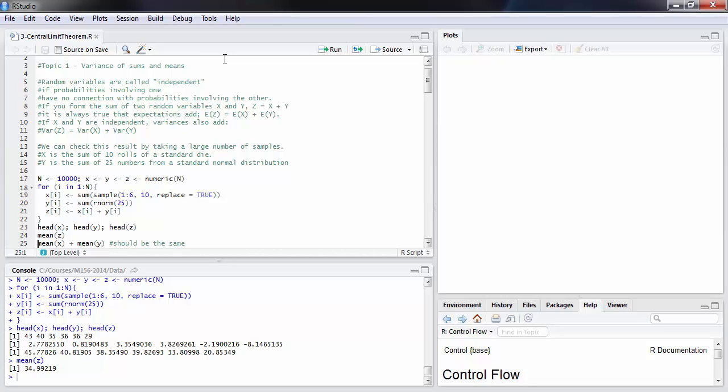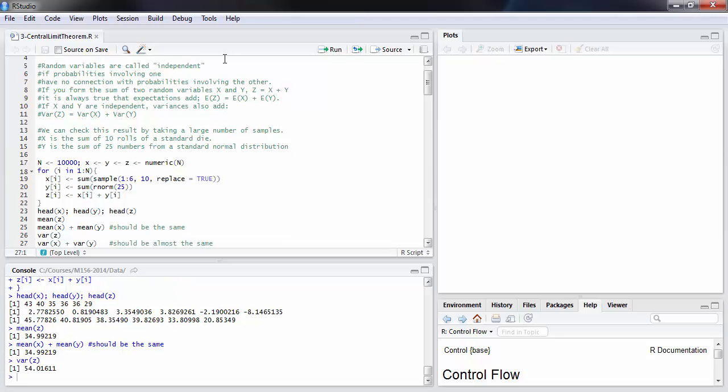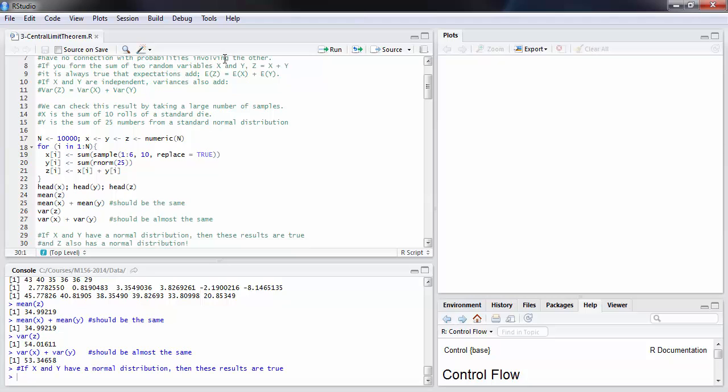Not a big surprise that the mean of z and the sum of the mean of x and the mean of y come out exactly the same. What is a bit of a surprise is that if I compute the variance of z, I get very nearly the same result as the sum of the variance of x and the variance of y. In terms of probabilities, these quantities are exactly the same, but what we're doing is looking at 10,000 samples, so we shouldn't expect perfect agreement with theoretical results.